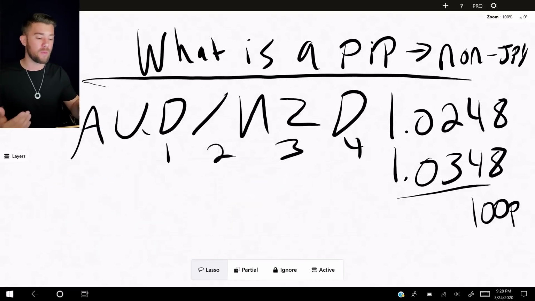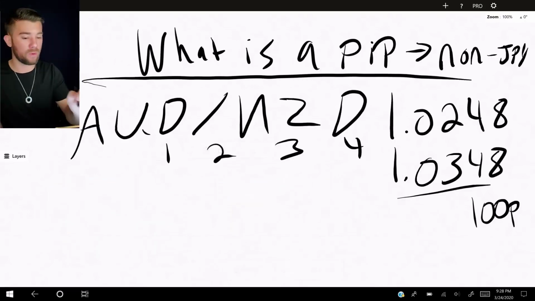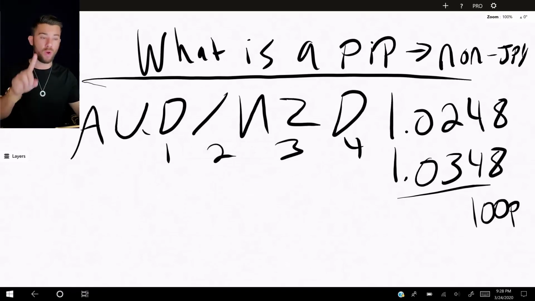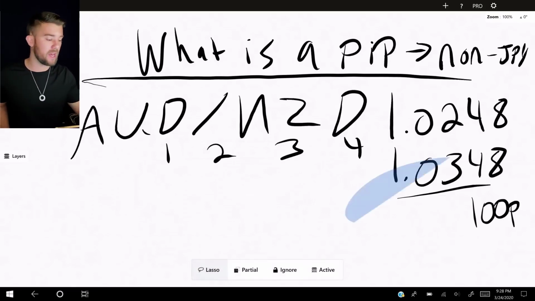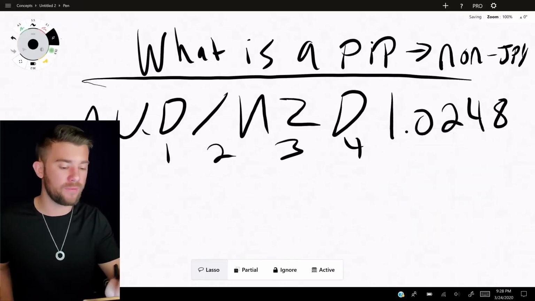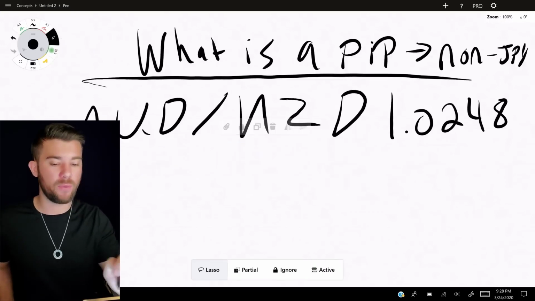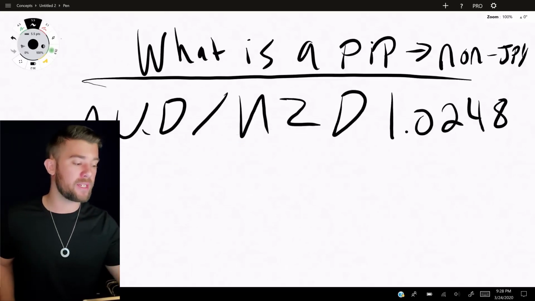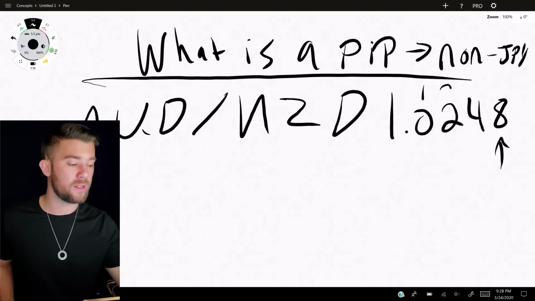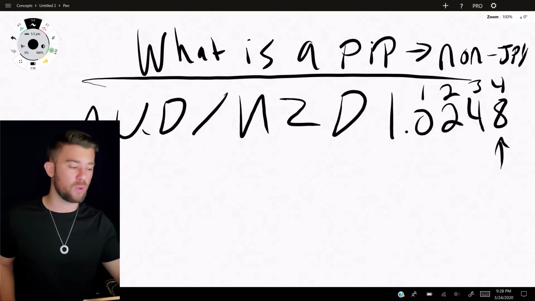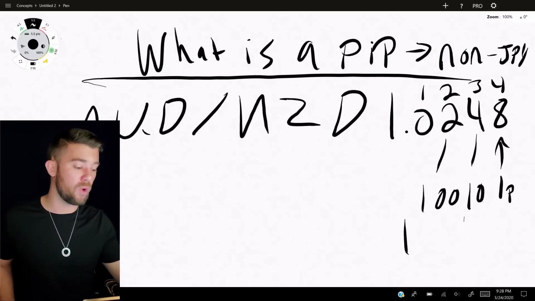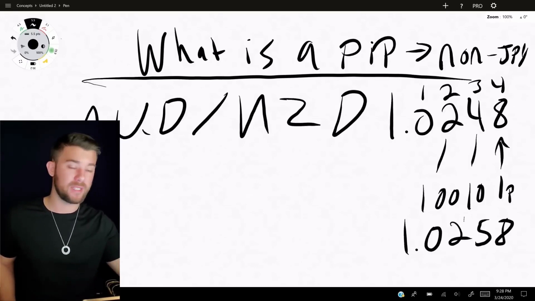And remember, the way we're looking at this is our 1 pip is the fourth decimal place away from the decimal, okay? So just as a final review here on non-yen pairs, if we have the fourth decimal place here, this would be 4, right? 1, 2, 3, 4 after the decimal. This is 1 pip. This is the 10s. This is the 100s. So if we move to 1.0258, then we have moved up 10 pips.